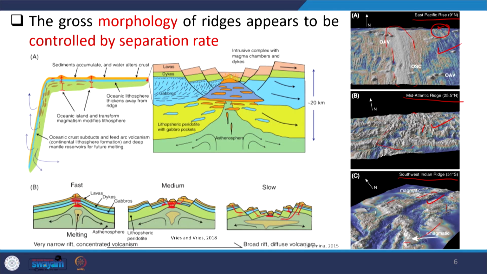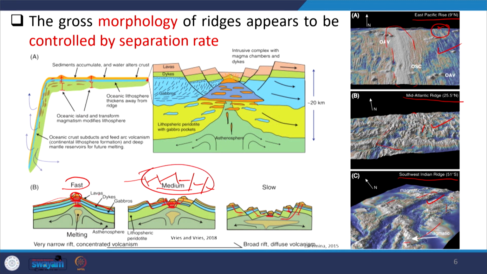Similarly, if you see this cross section, this diagrammatic representation, it is the fast spreading ridge. Now, you see this topography is smooth, it is moving up and moving down. Here we have just a positive area which is representing the volcanic eruption area. But now you are coming to this medium rate of spreading ridges. Here you see, due to normal faulting, this topography is not smooth as it was here. Here we are getting a topography which is faulted.